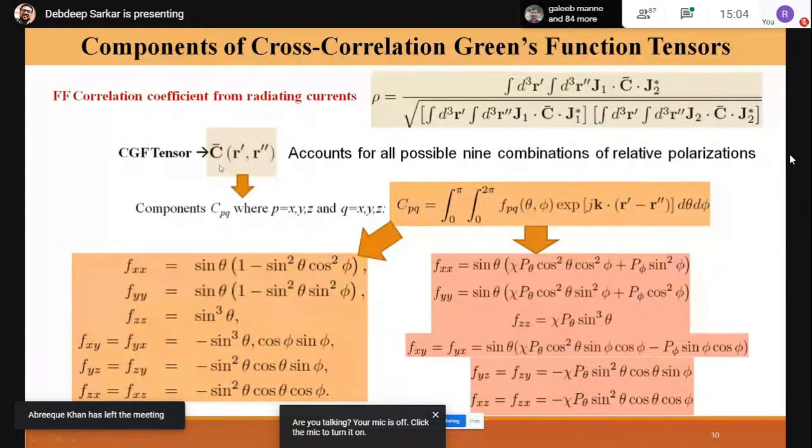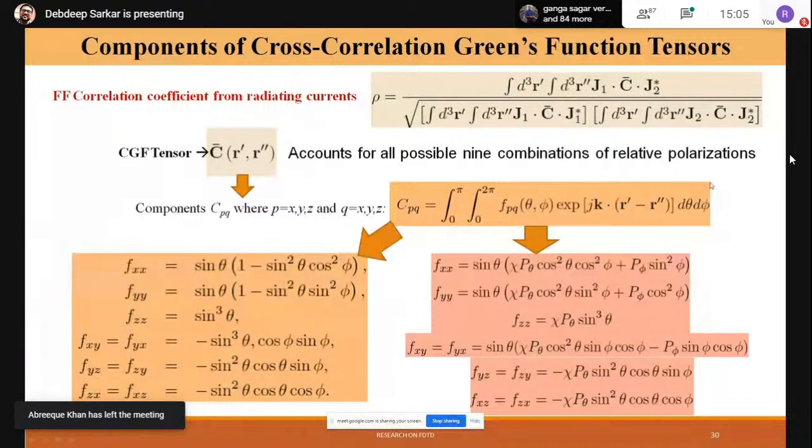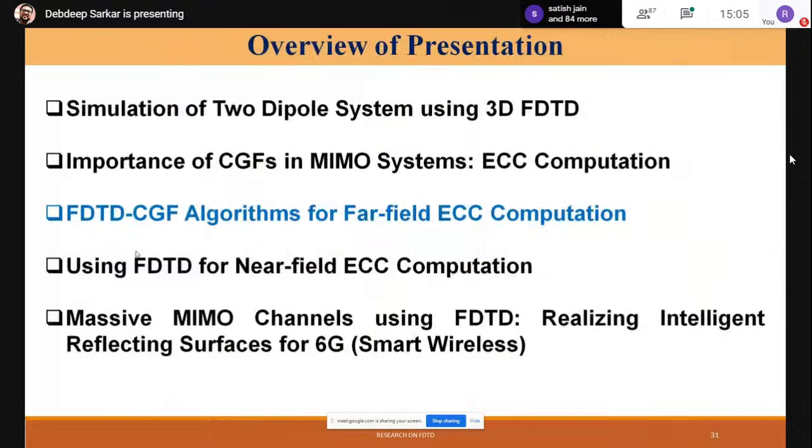So why is it a tensor? Because it has all possible 9 combinations of the relative polarization. If your one current has the X, Y, and Z component, and the other current will also have X, Y, and Z component, then you have a total of 9 components. So there are ways to derive that. I am not going into the derivation of all those things.